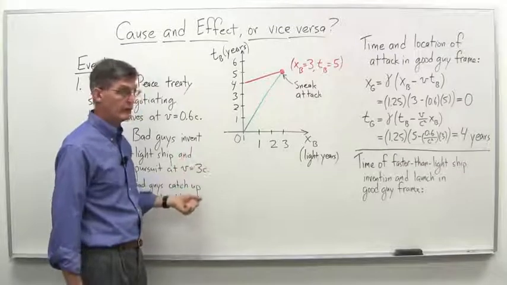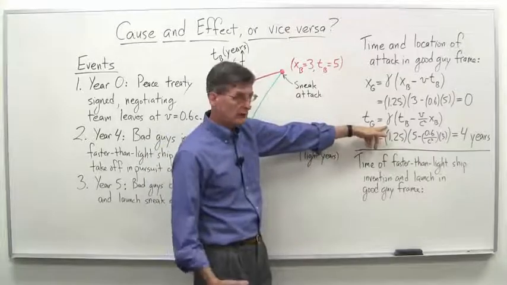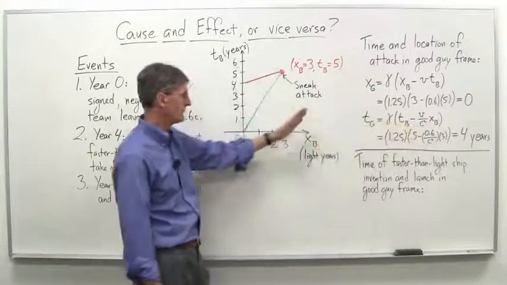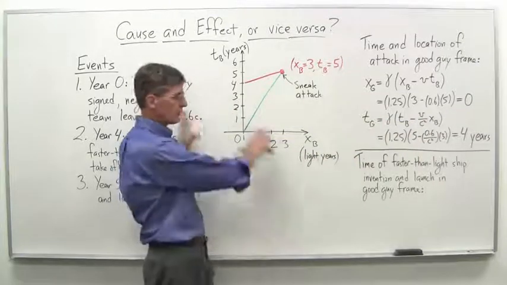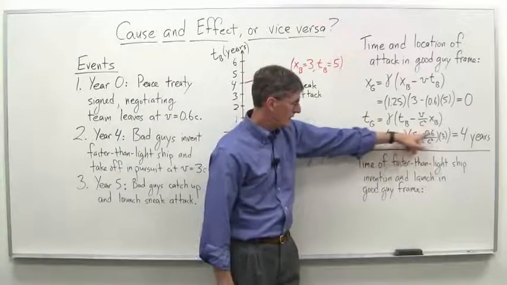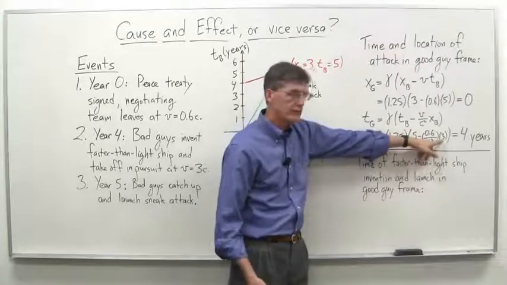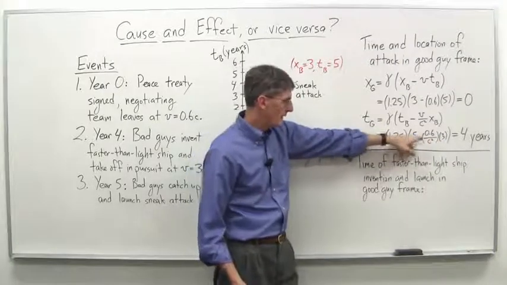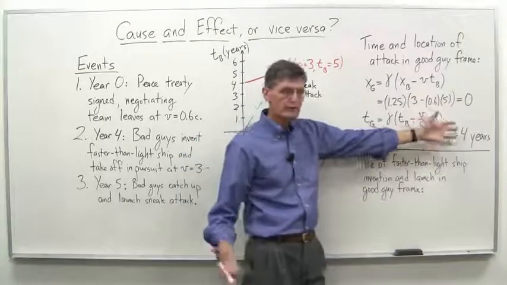Now, what about the time where they see that occur? So again, we plug in the numbers. The equation is gamma times t sub b minus v over c squared times x sub b, of course, again with the minus sign, because from the good guys' perspective, the bad guy frame of reference is moving to the left, in the negative x direction. And plug in the numbers, you get 5 minus 0.6 over c squared. Again, c is 1, so that just becomes 1 times 3. So 3 times 0.6 is 1.8. 5 minus 1.8 is 3.2. Multiply that by 1.25, and you get 4 years.